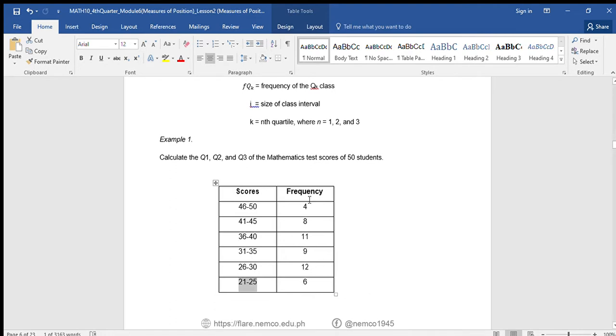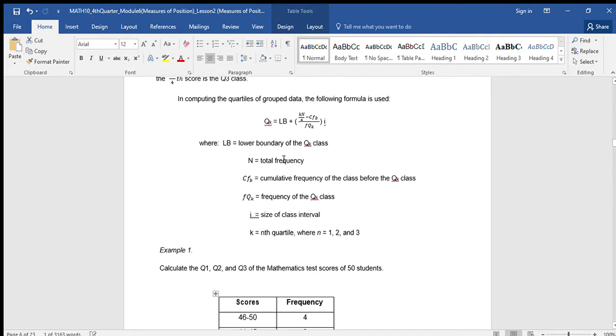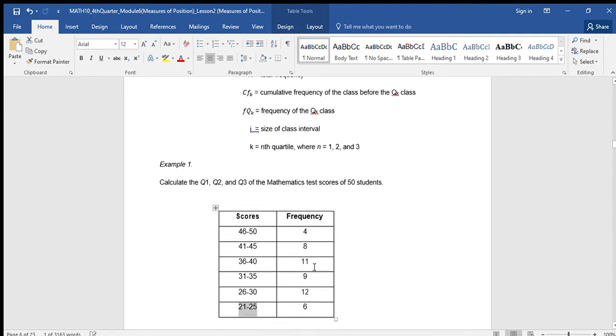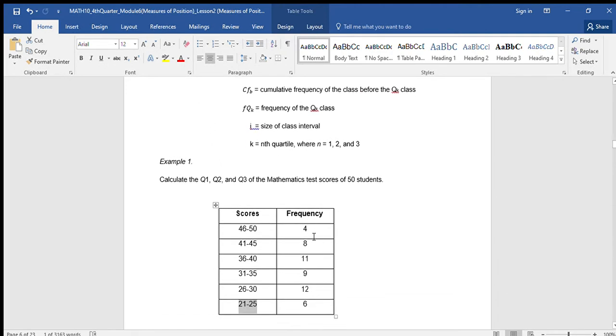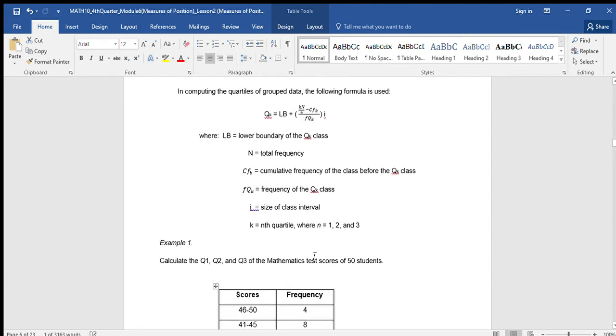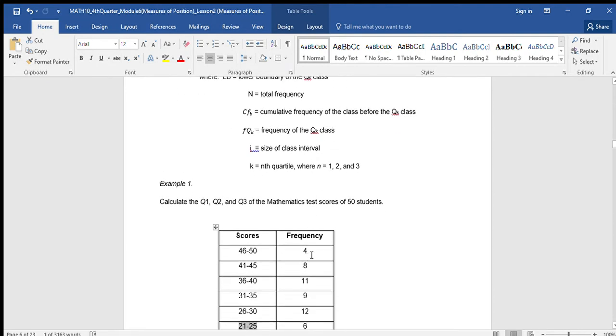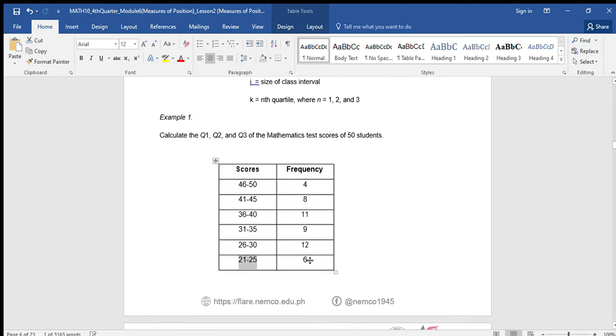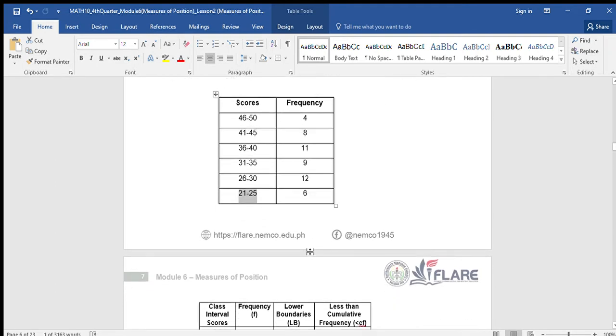If we add the frequencies, that is equal to 50. And that 50 is what we call the n, or the total frequency. This is our frequency: 4, 8, 11, and so on. But if we talk about n, the total frequency, you just have to add all the frequencies that we have here, and that is equal to n.